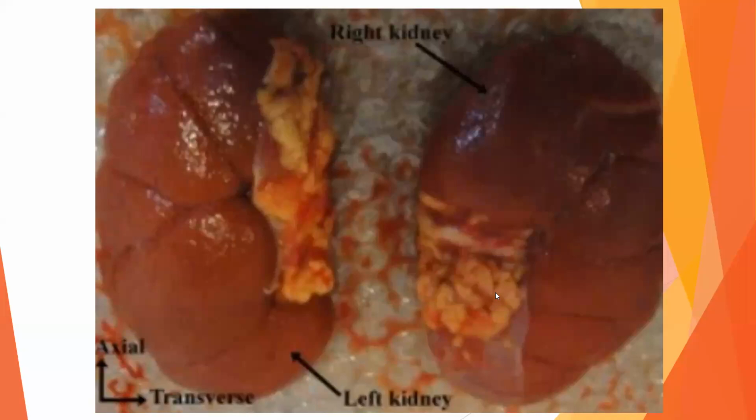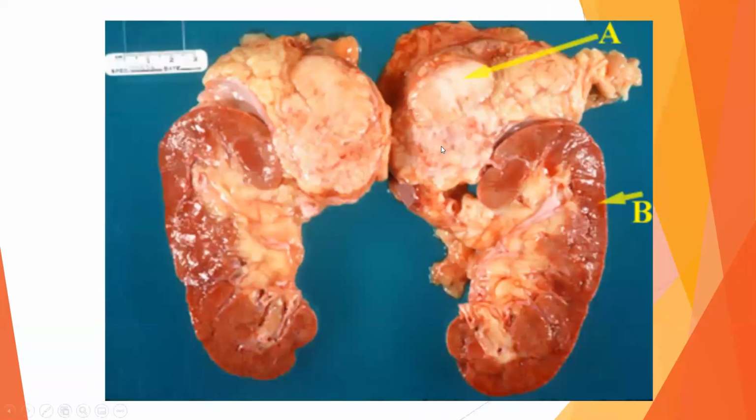So here is an image of a kidney, and your adrenal glands would actually be sitting on top of your kidneys. Let's try to proceed. This is another cross-sectional image of your kidney where your adrenal glands are located at the top of your kidneys.